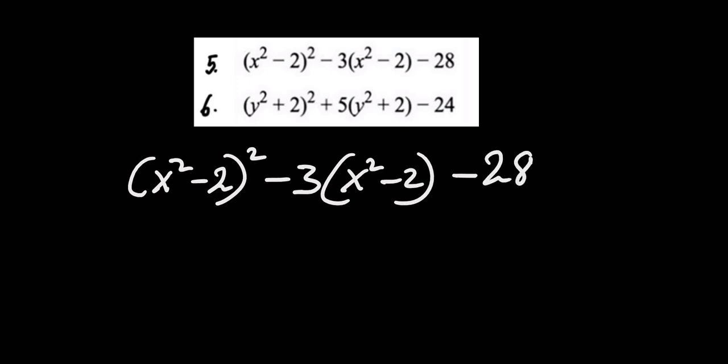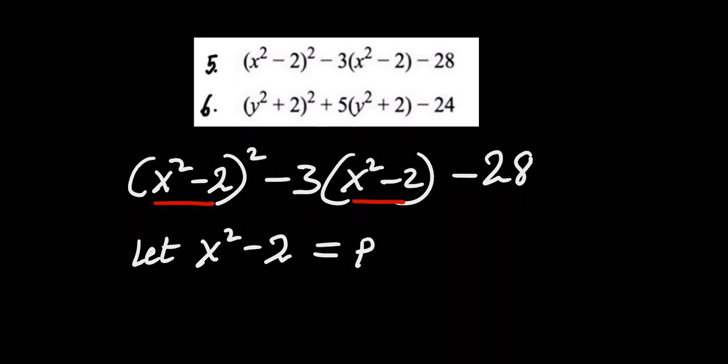Now, the content of the parentheses is the same. So, to solve this problem, we can simply assign the content of the parentheses to a particular variable. So, let x squared negative 2 be equal to p. You can choose any letter of your choice.